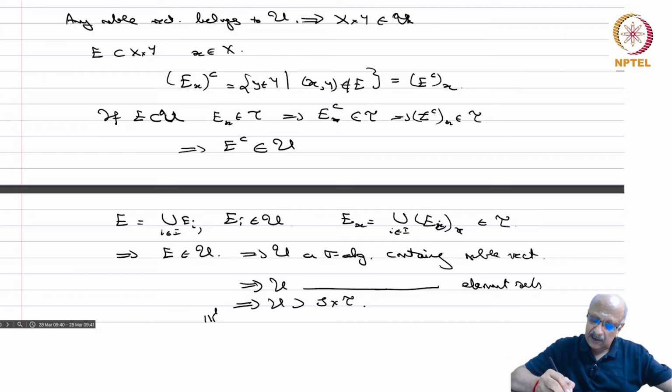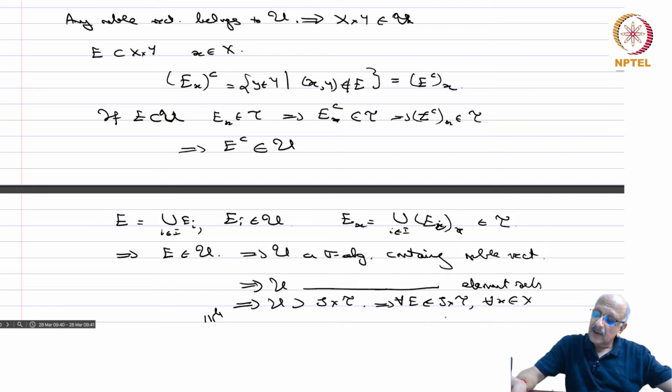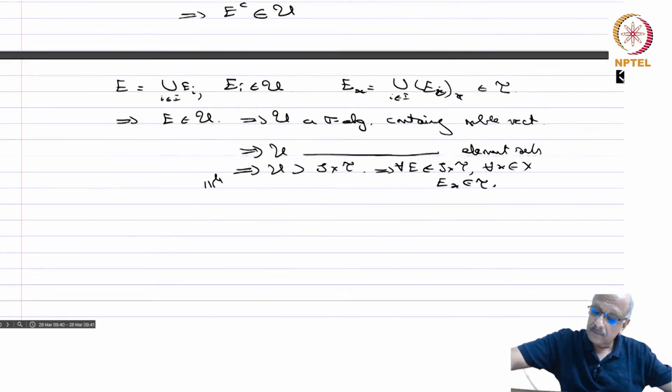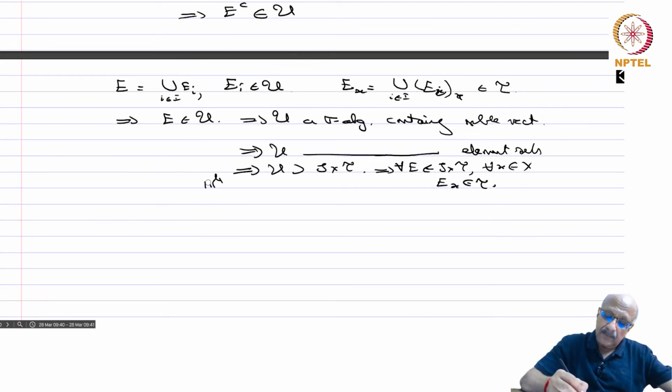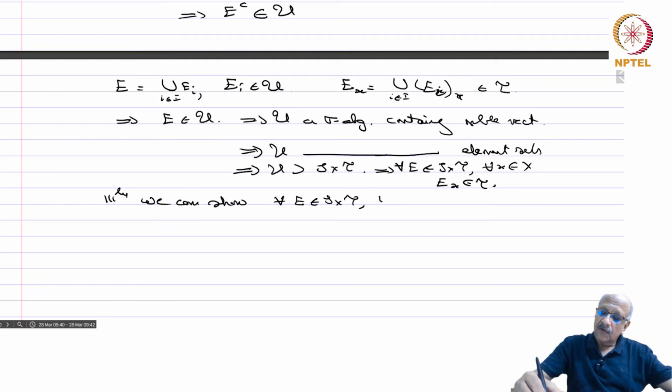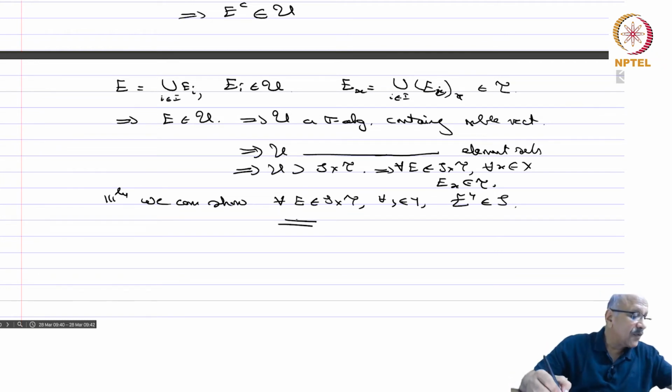Similarly, this implies for every E in S cross T, for every x in X, you have E sub x belongs to T. So similarly, we can show for every E in S cross T, for every y in Y, you have E sub y belongs to S. So that completes the proof of that thing.